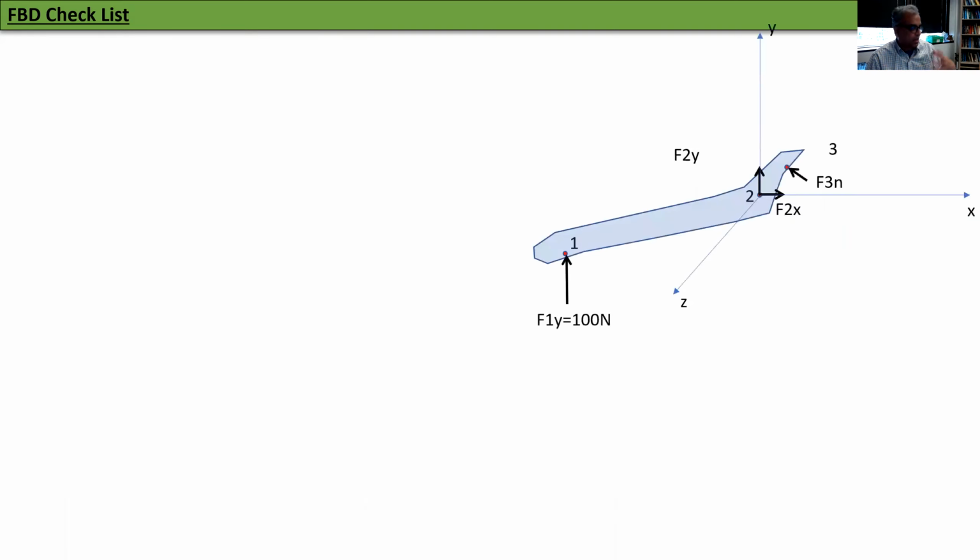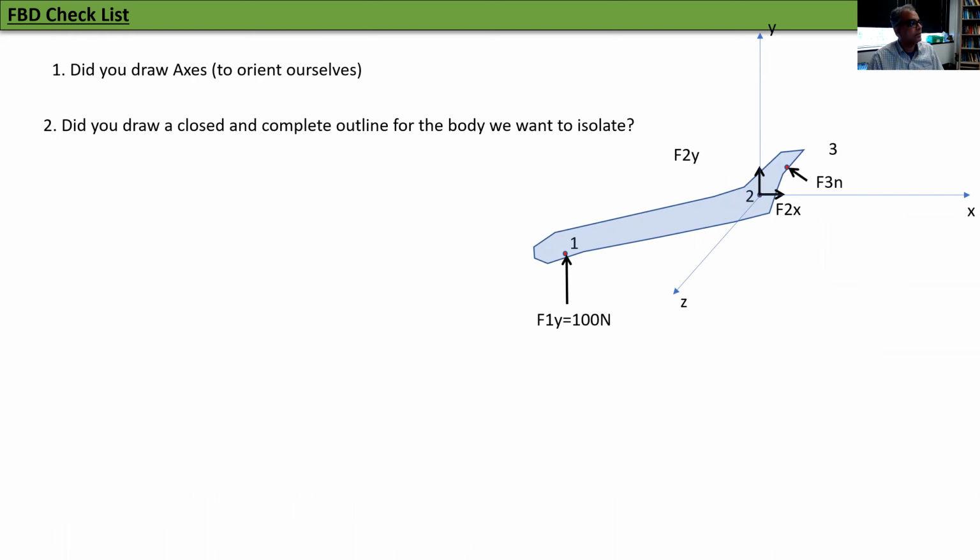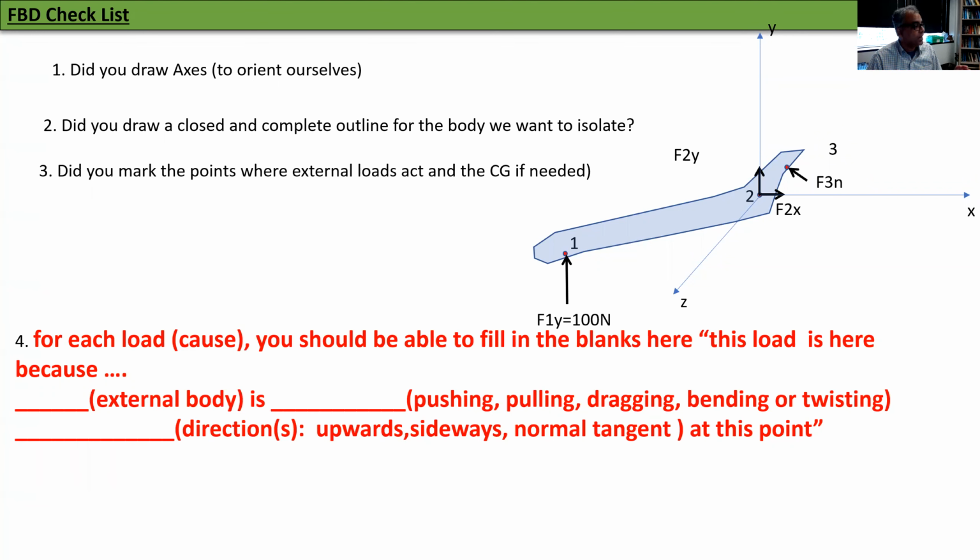So let's check and make sure we're drawing the correct free body diagram. Here is our free body diagram. How do I check it? First, did I draw the axis? Yes, check. Did I draw a closed and complete outline for the body we want to isolate? Yes, check. Did you mark the points where external loads act and CG if needed? CG is center of gravity. Yes, check.